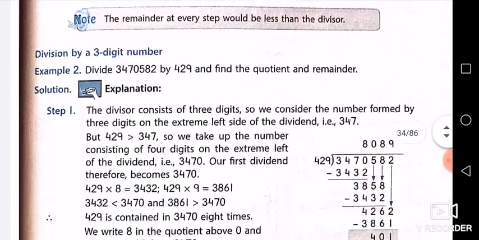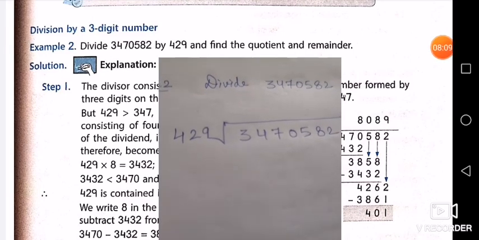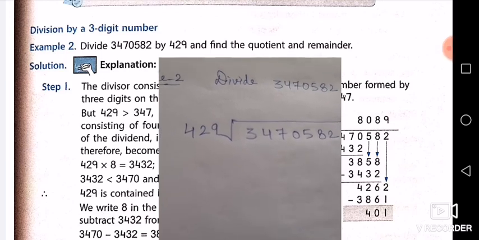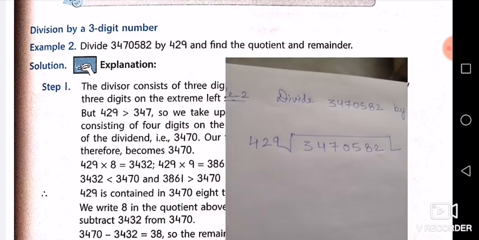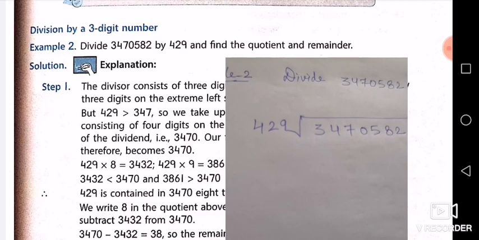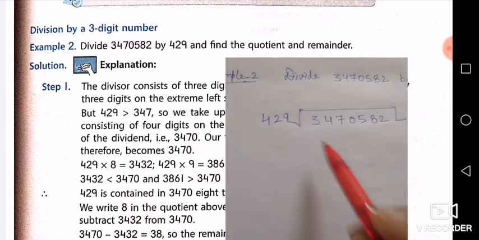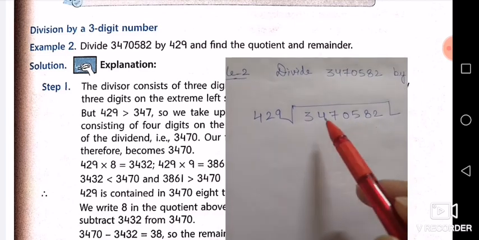So let's see example 2, that is division by a 3-digit number. So now we are going to start division by a 3-digit number. As you can see, in this example number 2, 34,70,582 is going to be divided by 429. First of all, we'll write the division problem like this, and then we'll see.